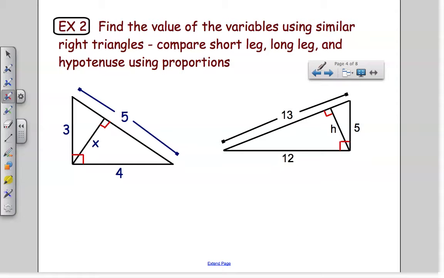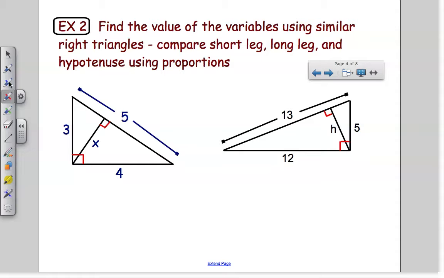Alright, here's where we get to the good stuff. We're going to use these similar right triangles to set up proportions, and we're going to find the values of these variables. Now, the way that I keep everything straight and get to the point where I can set up these proportions is to name the parts of each right triangle as either the shorter leg, the longer leg, or the hypotenuse. Because each of these right triangles is going to have those things in common. So if I look at one triangle and I do short leg and hypotenuse, then for the next triangle I'm going to have to do short leg and hypotenuse. Just make sure that you're constantly keeping track of what parts you're dealing with.